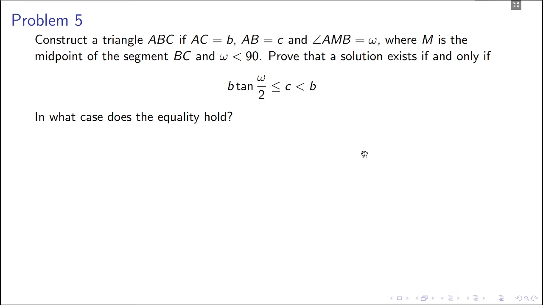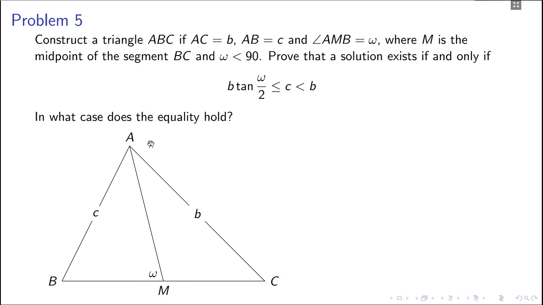Okay, so now this problem 5. It says construct a triangle ABC if AC equals b, AB equals c, angle AMB is omega, where M is the midpoint of BC and omega is less than 90 degrees. So something like this. This is given, and the angle AMB at the midpoint is given. So how do you construct it?